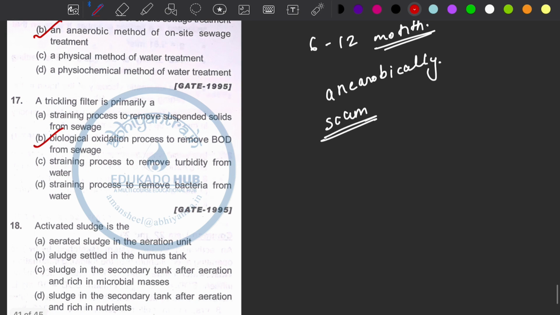Next is question 18. Activated sludge is: the aerated sludge in the aeration unit; sludge settled in the humus tank; sludge in the secondary tank after aeration enriched in microbial masses; sludge in the secondary tank after aeration enriched in nutrients. So the sludge that comes after the aeration tank, in the secondary tank, is rich in microbial masses. So the correct option is option C. So here the 1 mark questions end. We will discuss the next 2 marks questions.